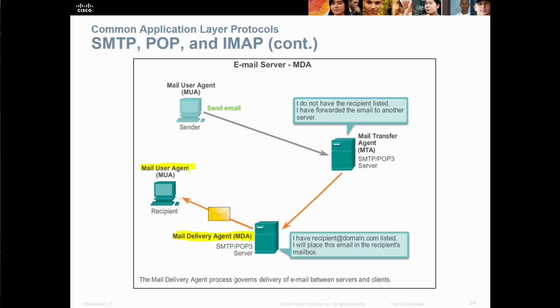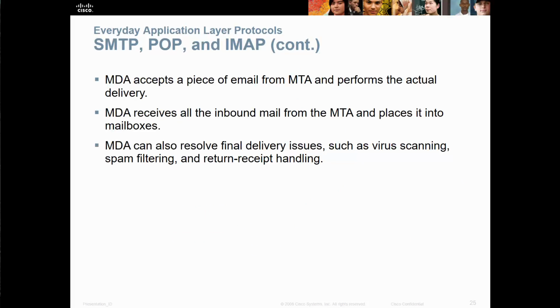These are important because I've noticed on the exam, they have asked me a few times, you're sending an email from a mail user agent, what is the next hop, or what is the next device called? Mail user agent, mail transfer agent, mail receiving agent, mail delivery agent. So you kind of have to know what they're titled for. And mail delivery agent accepts a piece of email from the mail transfer agent for delivery. That's the big thing. The mail transfer agent gets it. The mail delivery agent delivers it.